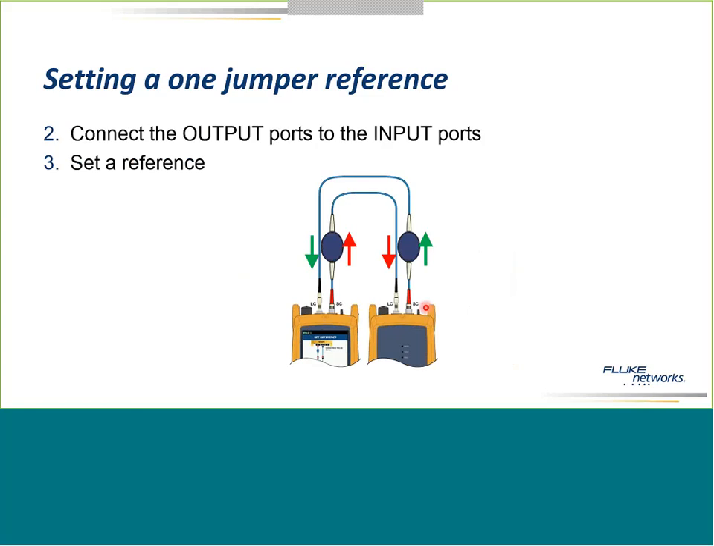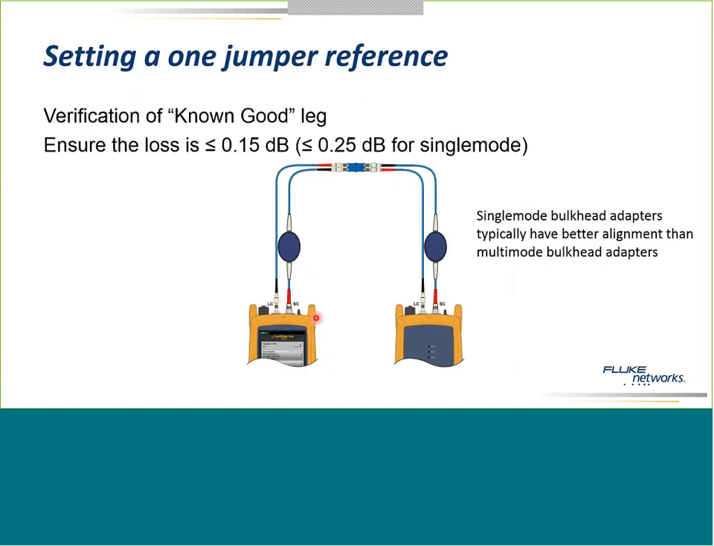So setting our one jumper reference, we're looking at multimode here, and this is our encircled flux mandrel on our test reference cords. We're going directly into the far end. This is going to be the most accurate reference that we can set. Check and make sure that we've got a good value on the reference, and then we're going to go and just like we did on the example of the MPO trunk cable, we're going to verify our known good leg and make sure it really is good.